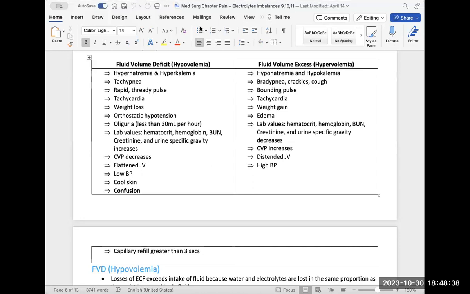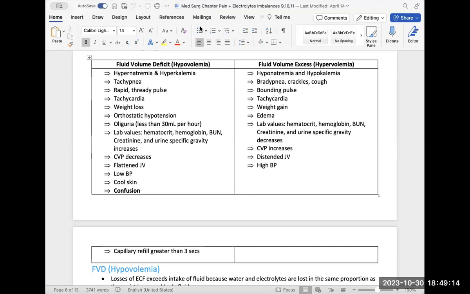Also, something to point out is that when somebody has fluid volume deficit, they're going to have a lower blood pressure, but your body tries to compensate. With any mechanism that lowers your blood pressure, your body responds by increasing the heart rate. That is why we have a decreased blood pressure but an increased heart rate, okay? With fluid volume deficit, we're also going to have oliguria, which means a urine output less than 30 mL per hour. That is because they don't have enough volume to pee out.